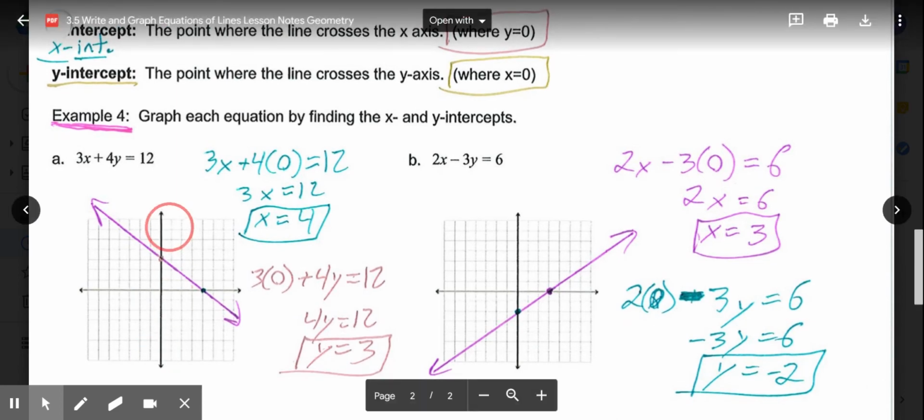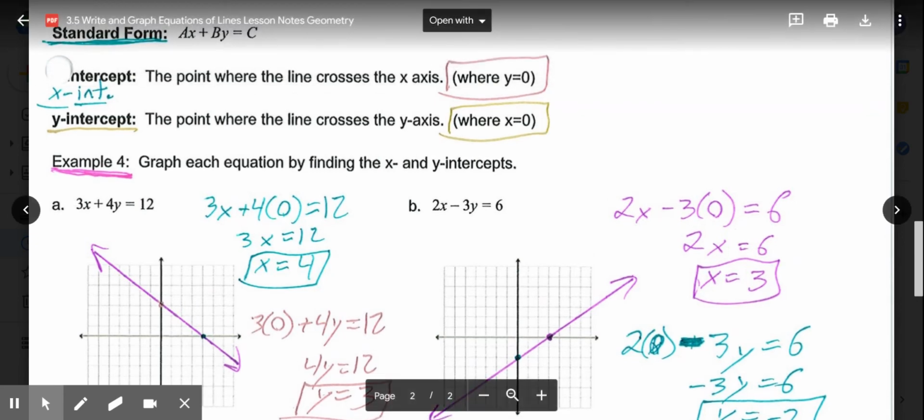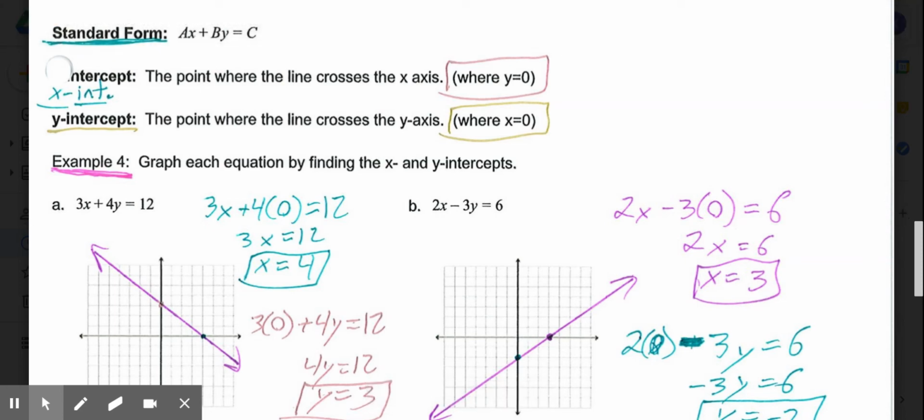So in a graph, we have our y-axis here, x-axis here. So the x-intercept is where we cross the x-axis. And we know how to find that because it's when y equals 0. So if we're in standard form, to figure out the x-intercept, you just plug a 0 in for y. Now, the y-intercept is the point where the line crosses the y-axis, so where we're crossing our vertical axis. And that occurs when x equals 0. So to find the y-intercept when we're in standard form, we just plug a 0 in for x.